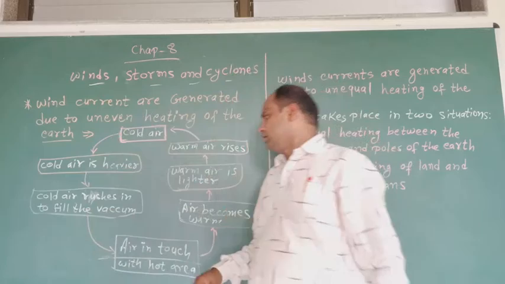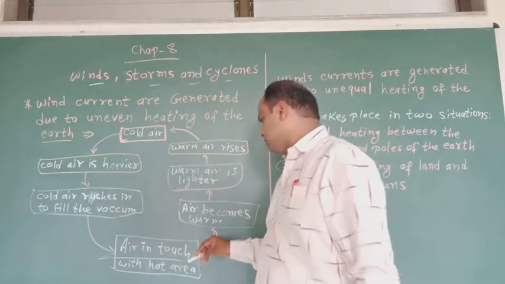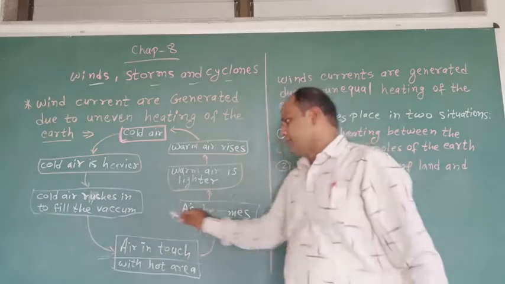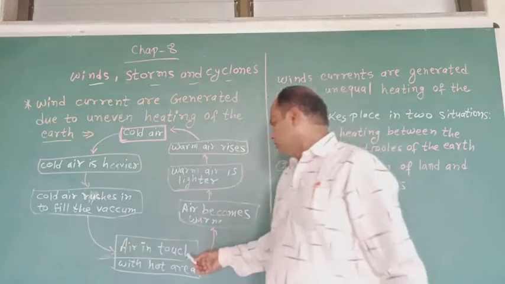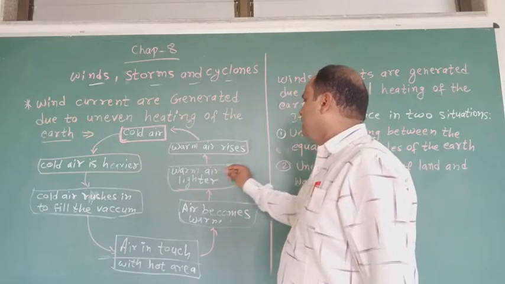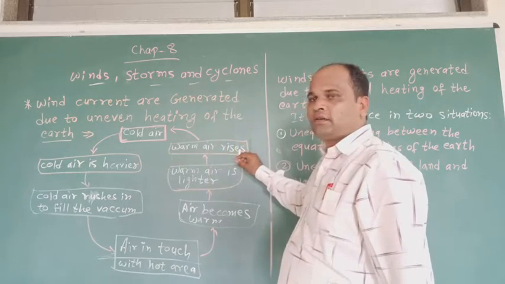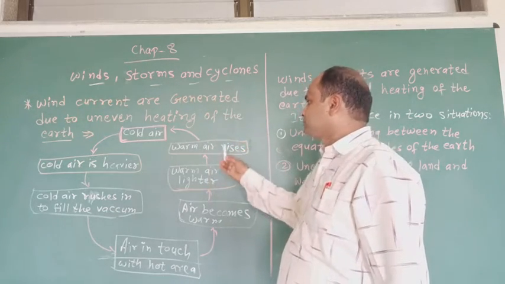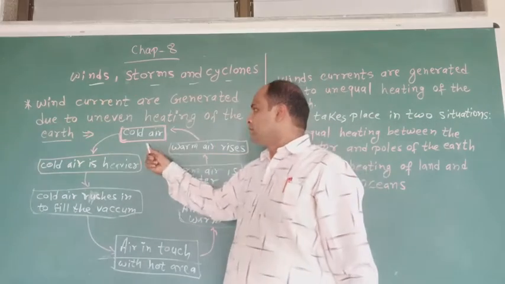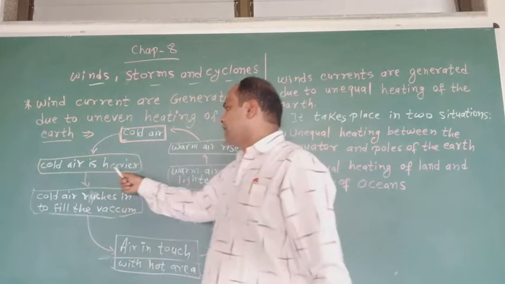Okay, so I will explain this cycle. Students, in lower areas, air comes in touch with hot surface. After that the air becomes warm. After then the air is lighter. After then the warm air rises. After that this warm air rises and reaches the cold area. So it becomes cold air.